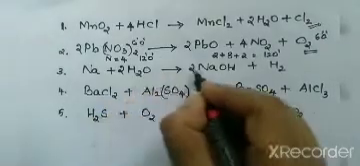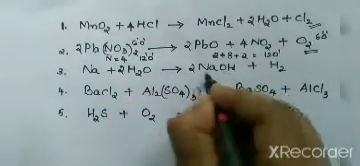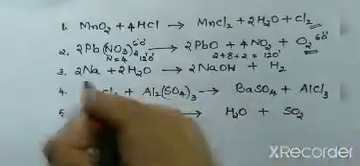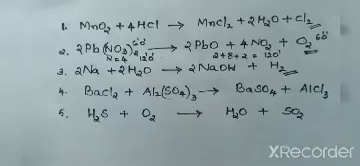2 atoms of oxygen, here it is 2 atoms of oxygen. That also gives you 2 atoms of sodium. So you need to put 2 Na. Now the equation is balanced.